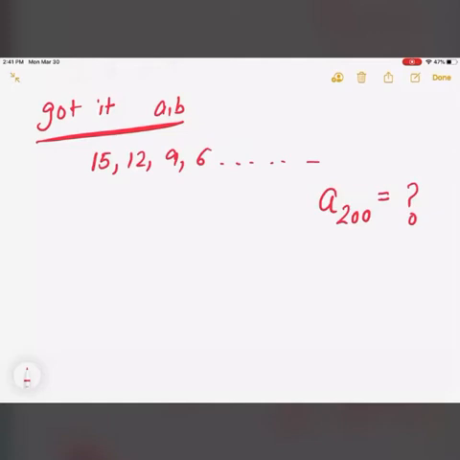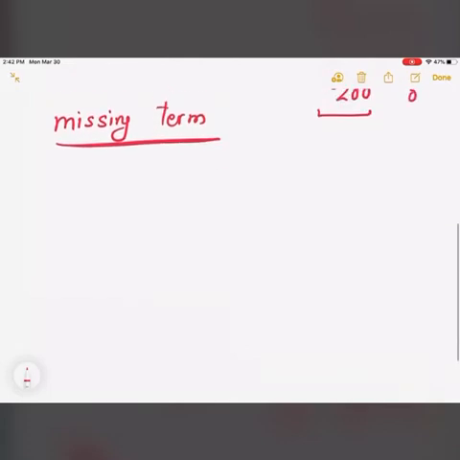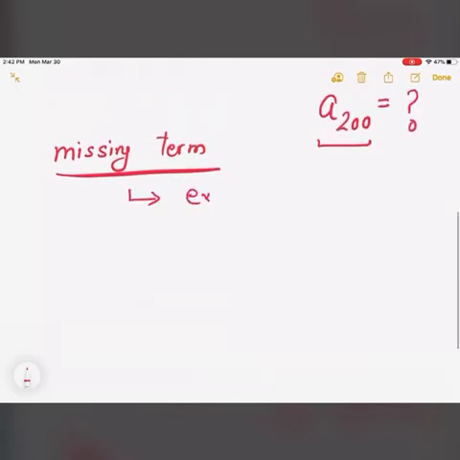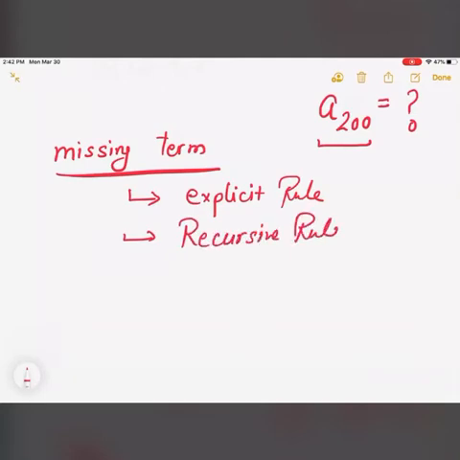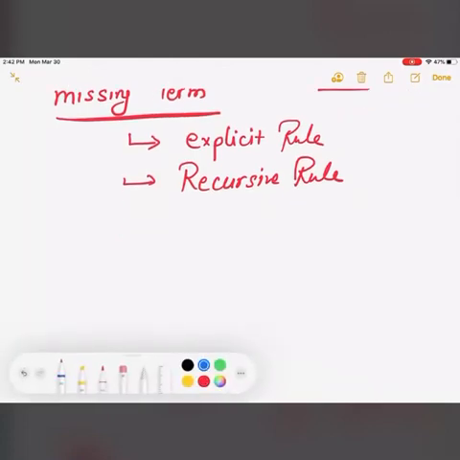So I have a different way to deal with something like this. Anytime you're solving for a term which is farther than the numbers we know, there's a shortcut, an easier way to solve for that missing term. So how do we find a missing term of a sequence? Normally we have two different ways. In order to find a missing term, you could do an explicit rule, and another way is a recursive rule. But today's lesson is totally focused on the explicit rule.